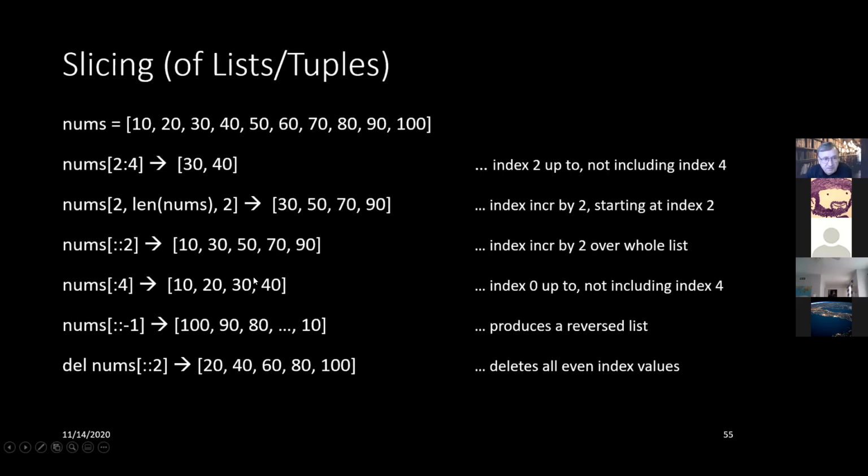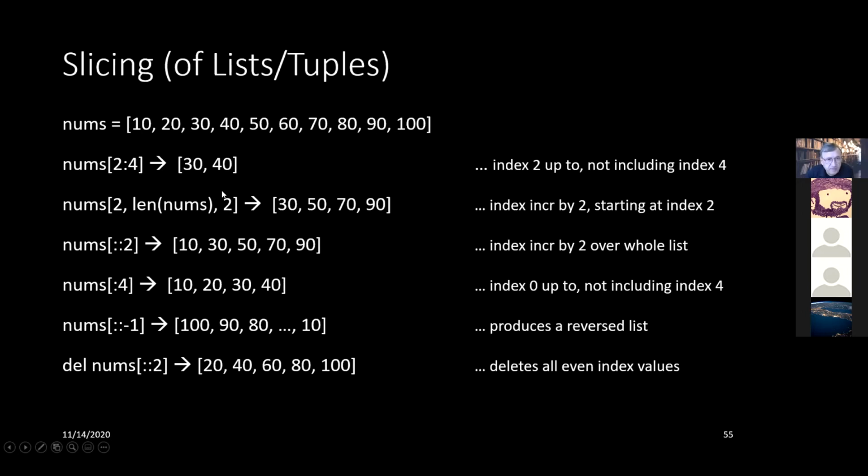This is a feature that's, I think, pretty unique to Python. You can do what's called slicing of lists. I can take any sub-list of this list in various ways by using this syntax that's provided. So if I want to get the values from index 2 up to, but not including, index 4: index 2 would be 30, 0, 1, 2. This goes up to, but not including, index 4, so 30 and 40.